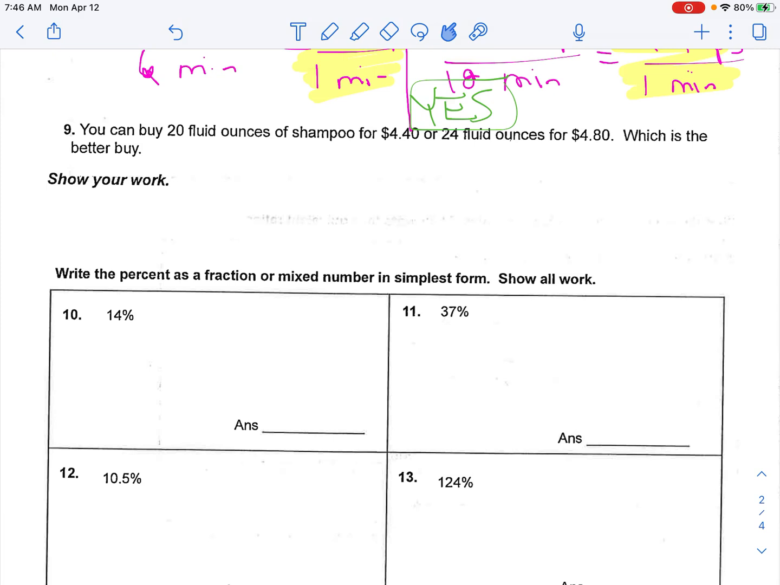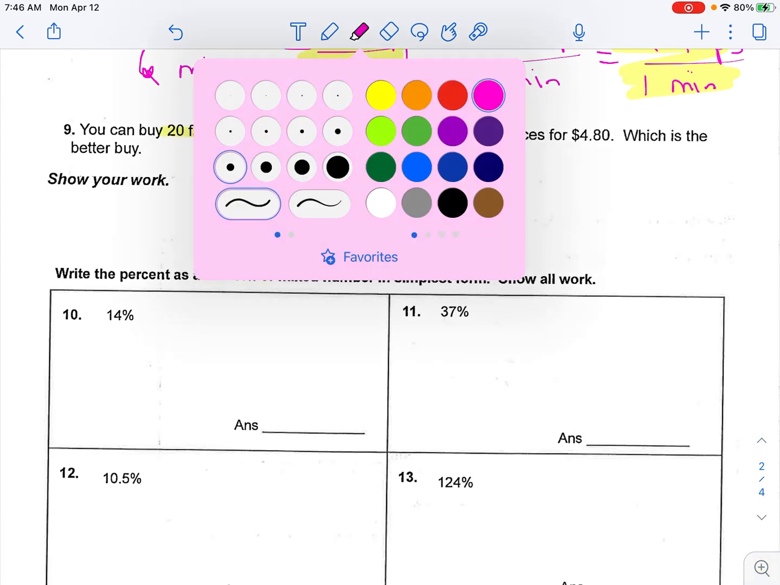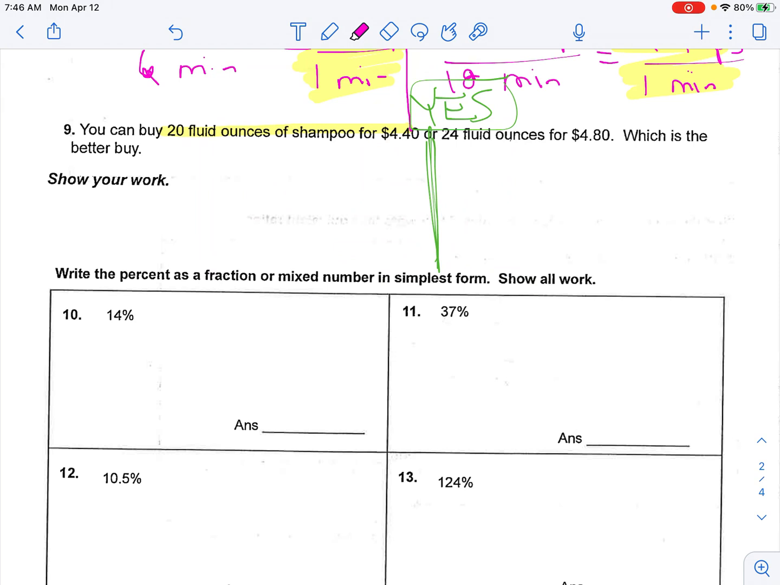You can buy 20 fluid ounces of shampoo for $4.40 or 24 ounces for $4.80. Which is the better buy? Again, I'm going to divide my workspace in half. So the first thing I'm going to do is highlight. You guys are always allowed to, and I always encourage you to use a highlighter on your test. I'm going to highlight my 2 different rates in 2 different colors. So remember, the dollars always go on the top.